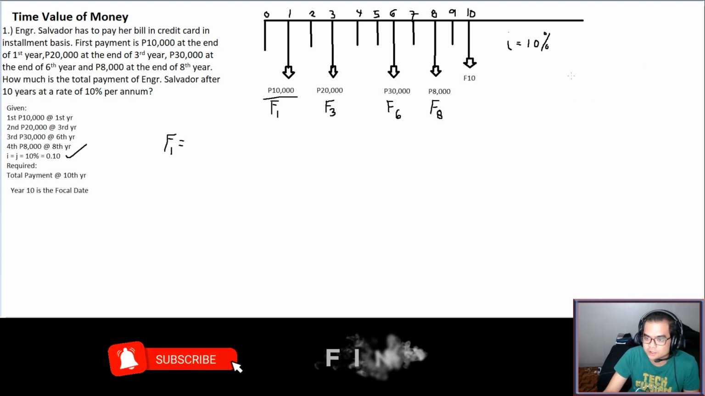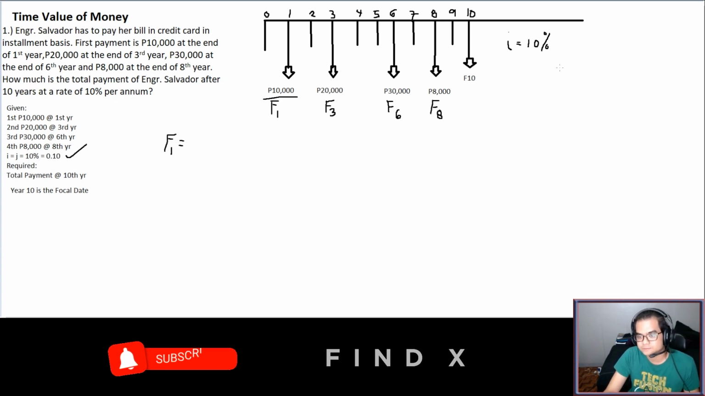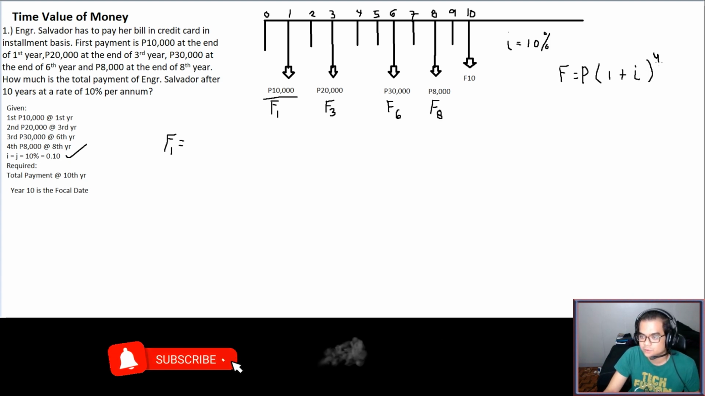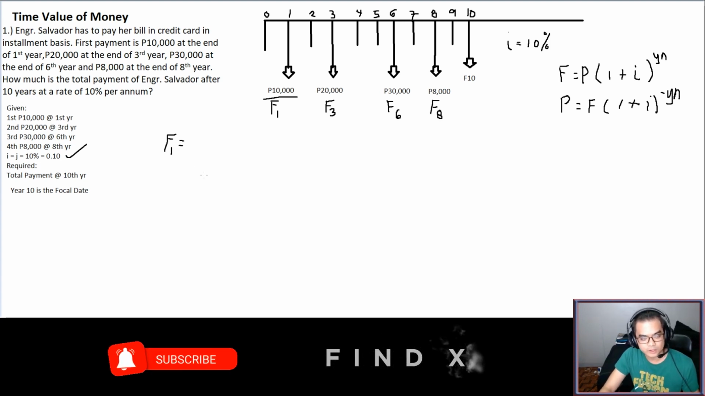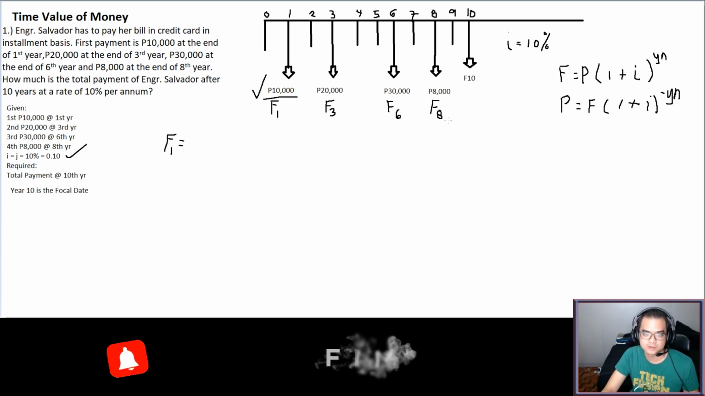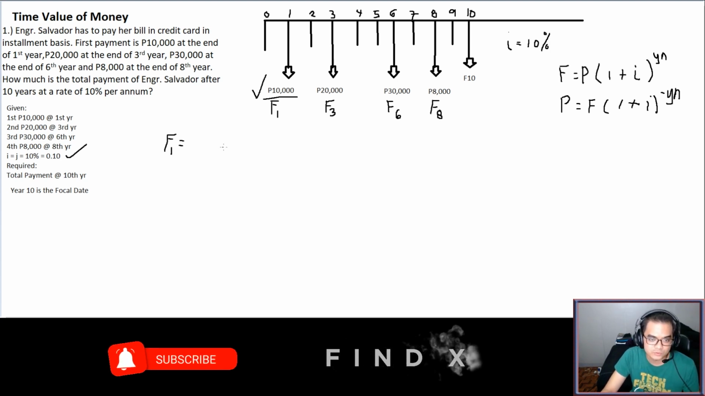Remember that we only have two formulas for compound interest: F is equal to P times 1 plus I raised to N, or P equal to F times 1 plus I raised to negative N. For the first one, we have to bring 10,000 to the 10th year. So that's how many years? Let's just put first the present value.